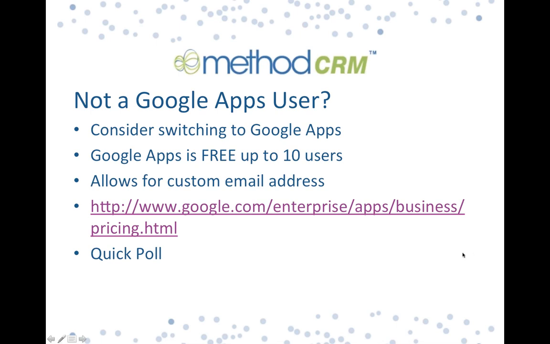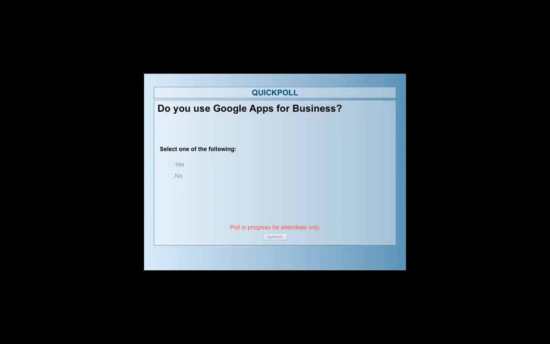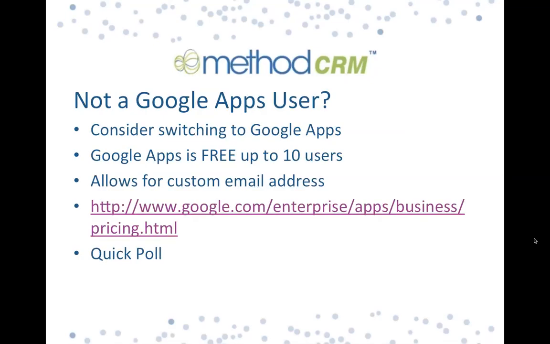All right, so I wanted to do a quick poll right now just to see how many of our Method community are actually utilizing Google Apps for Business. So I'm just going to start a quick poll. If you can select on the screen whether or not you are using Google Apps right now for your business, or if you're just using regular email, select no. We'll give it another second. Alrighty, it looks like we're almost there. All right, I'm going to close the poll now.